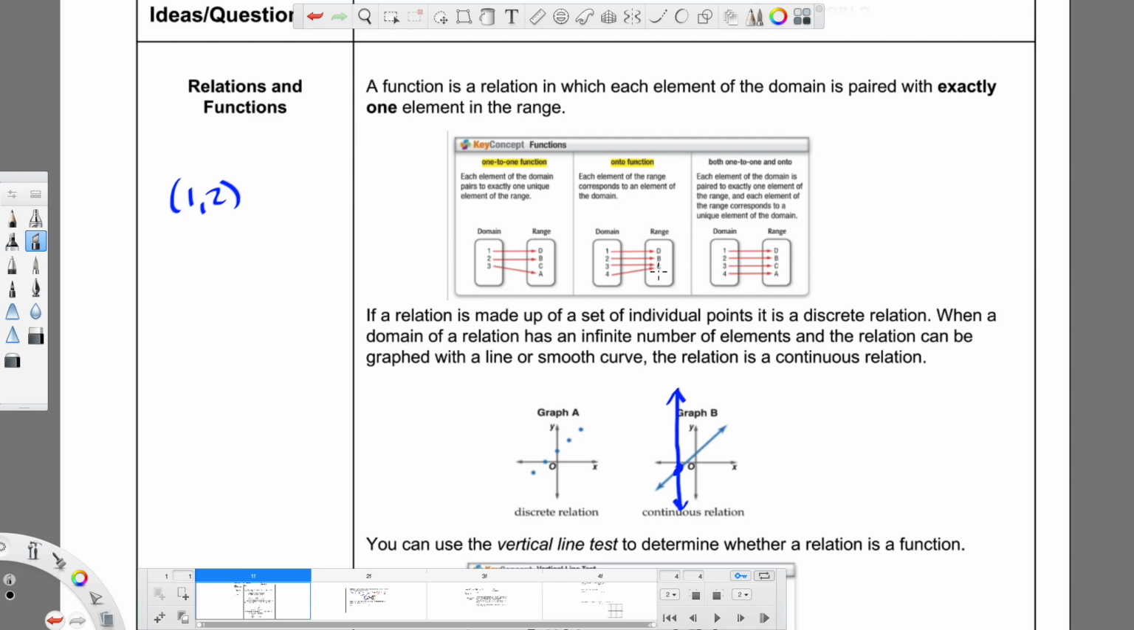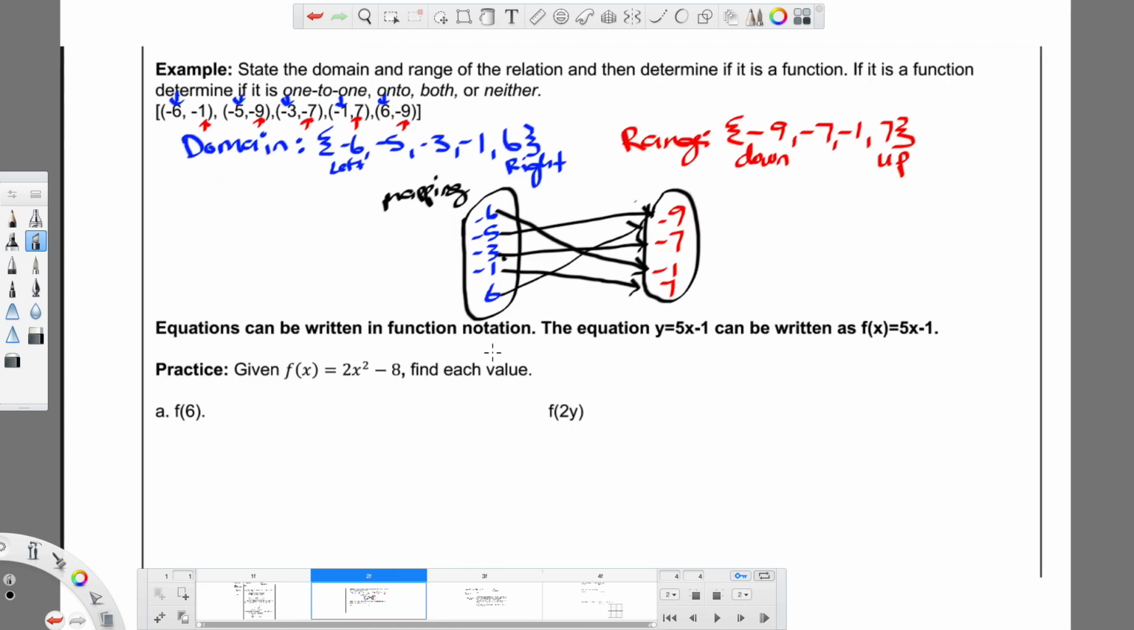Remember, we had 2 different ways to make a chocolate cake. We still get a chocolate cake. So this is an onto function because 2 of them point at -9. So this would be onto function. But yes, it is a function.